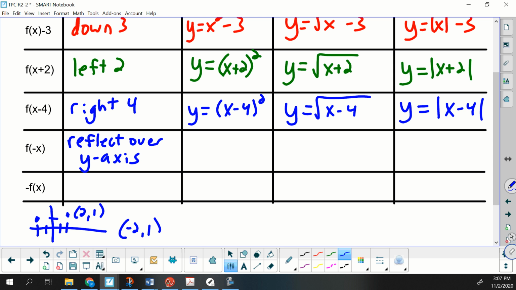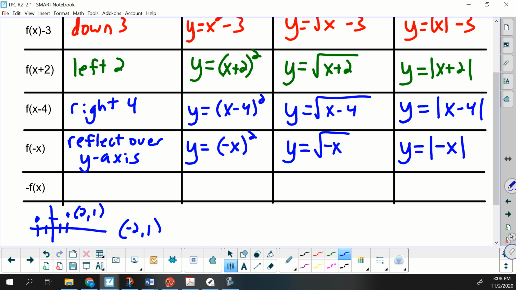And it's just like the last two that we did. The x is getting replaced with a negative x. And whenever you replace, you got to replace in parentheses. So instead of x being squared, we'll have negative x being squared. Instead of x having its square root taken, negative x will have its square root taken. And instead of x having the absolute value done to it, negative x will have the absolute value done to it.